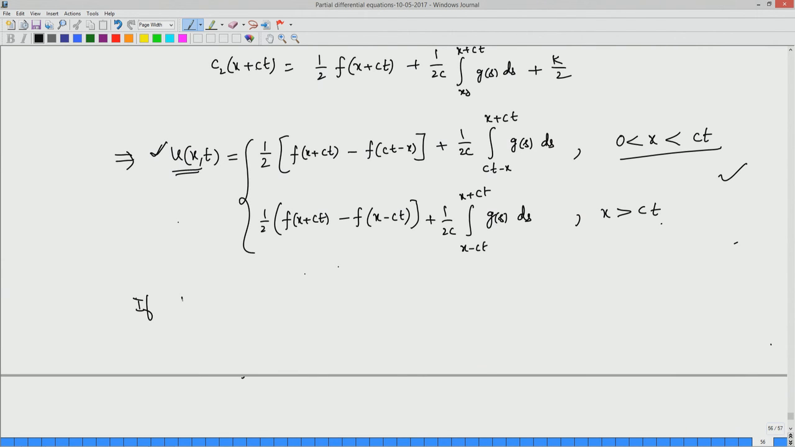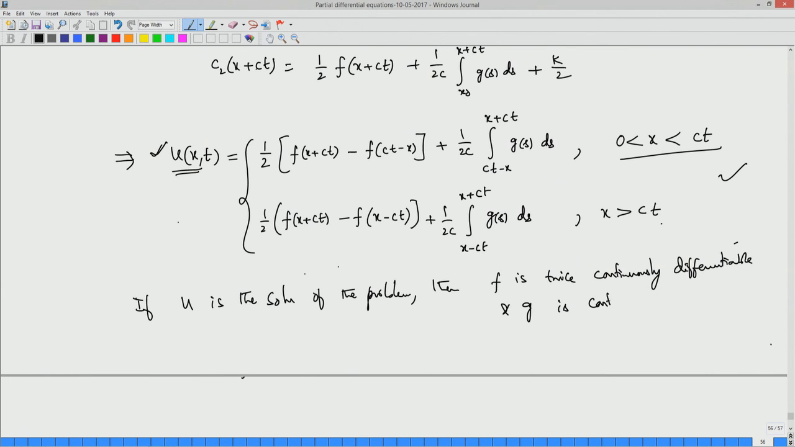If u is a solution of the problem, because we have seen that it has only one solution, then f must be twice continuously differentiable and g is a continuously differentiable function.